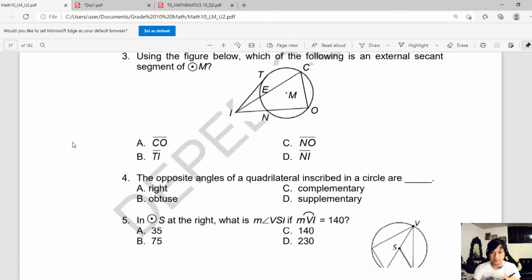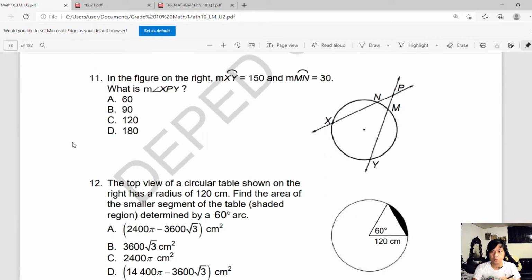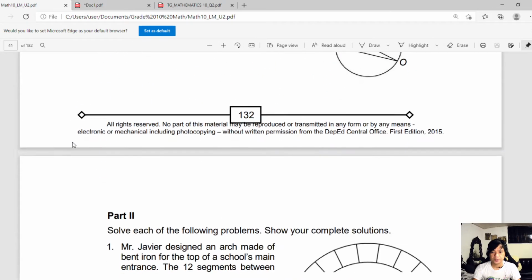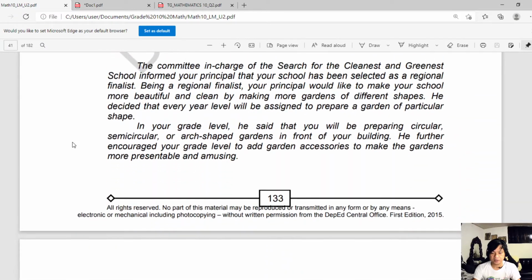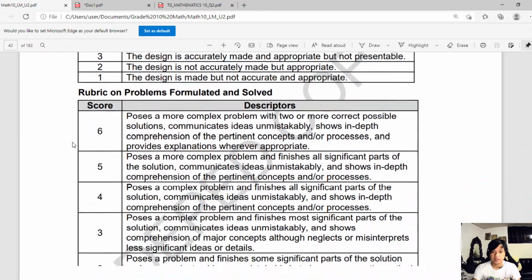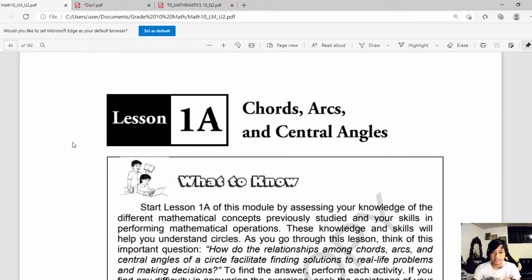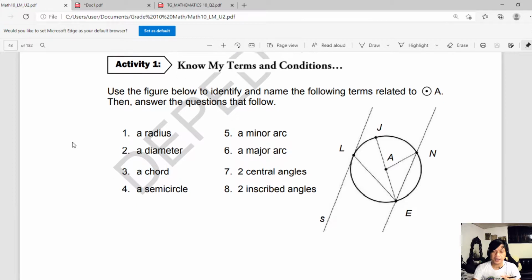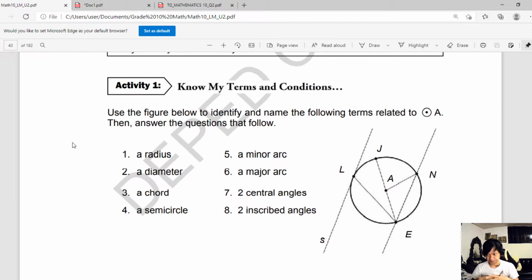So let's skip that one. We'll go directly to the terms related to circles. So ano-ano ba yung mga terms na related sa circles? Okay, so before we identify one by one or enumerate one by one the terms related to circle, let's have first the identity. Know my terms and conditions.